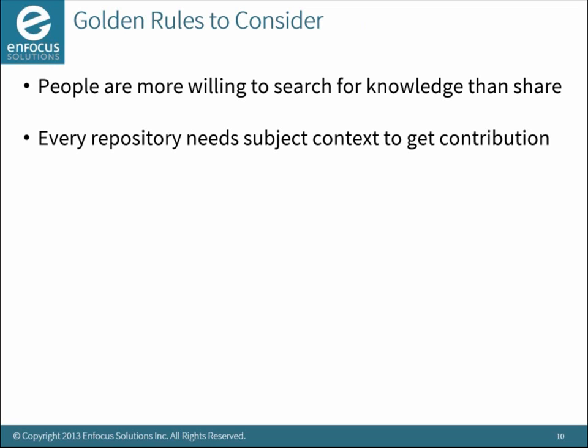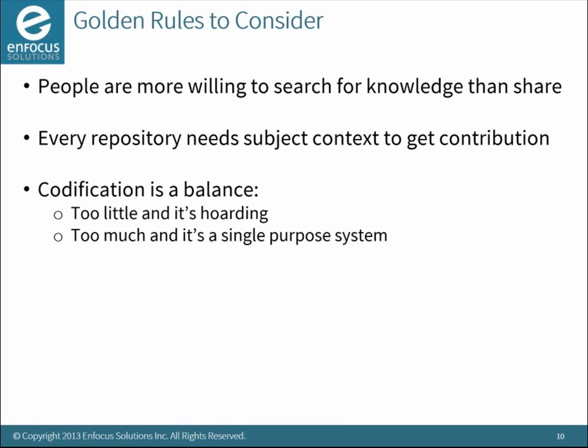But the flip side of that is also true, okay? The interpretive context is required to get utilization. Remember when I put up that thing, I said, I need people to be motivated to contribute, but I also need them to be motivated to use it, to grab that information. It's two sides to create. It's a supply and demand issue when you're dealing with repositories. The only way you're going to get usage is to drive that subjective context through to people. I'm going to talk more about what that is. Codification is a balance. Too little and it's hoarding. Too much, you end up with a single-purpose system. And as a result of that, it's going to be a problem.